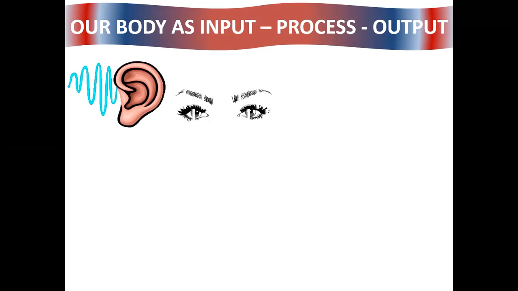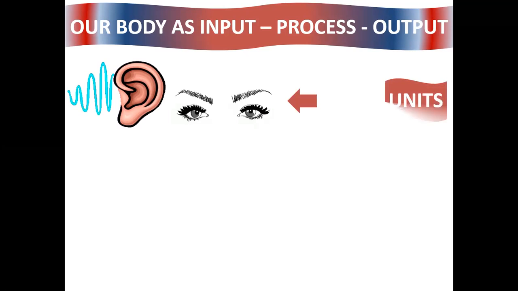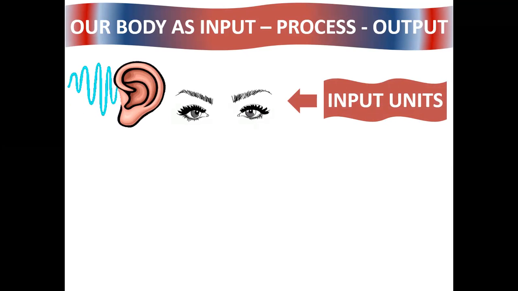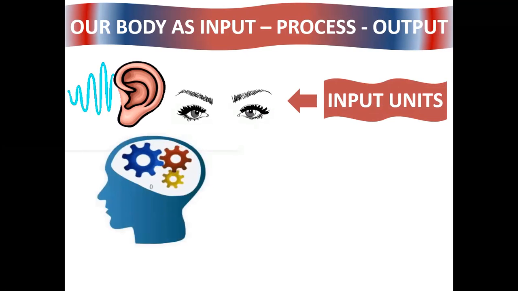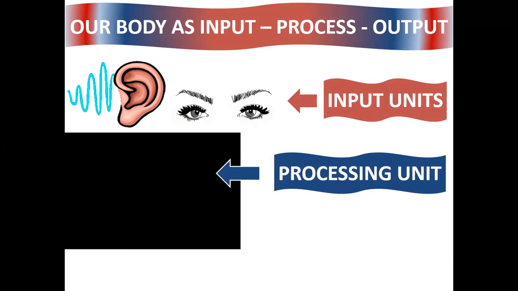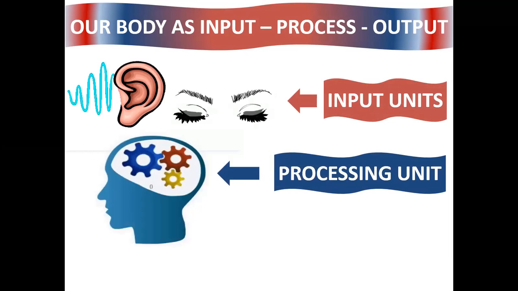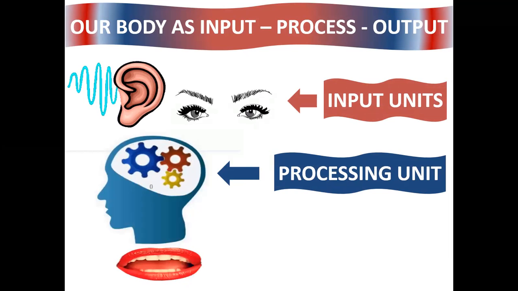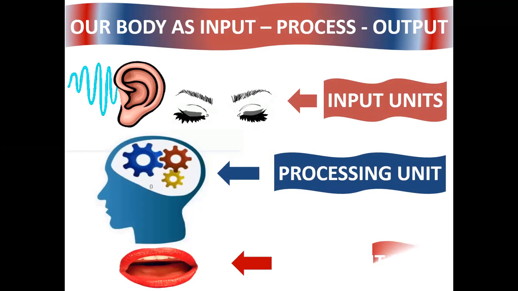To understand the IPO cycle, let's take the example of our body. When a teacher asks us a question, we hear with our ears and see with our eyes. The ears and eyes are input units. Our brain stores everything that a teacher says. It thinks of an answer and orders us to speak. In this way, the brain works like a processing unit. We answer with our mouth. It works like an output unit.